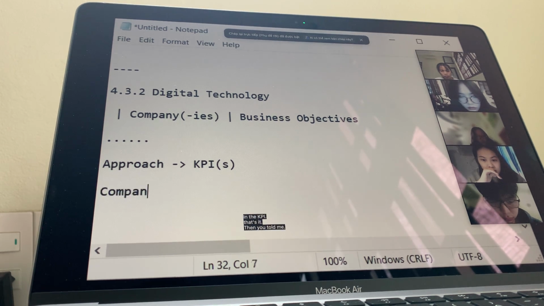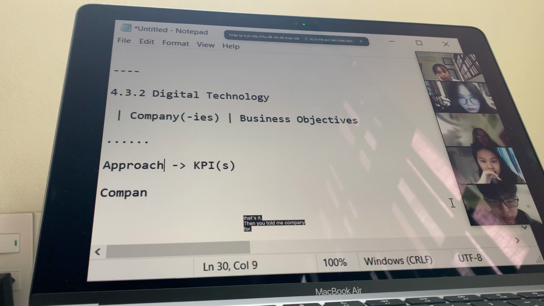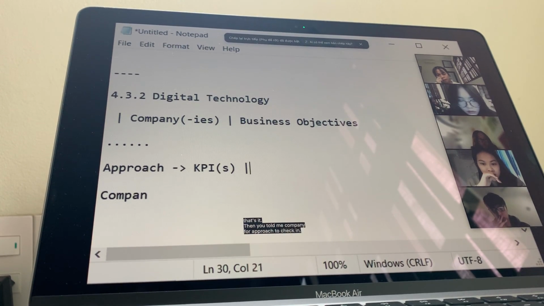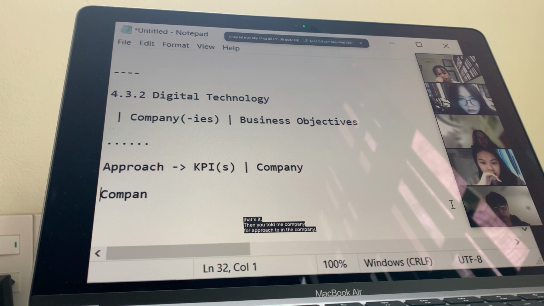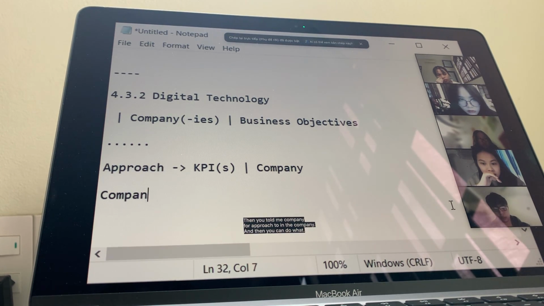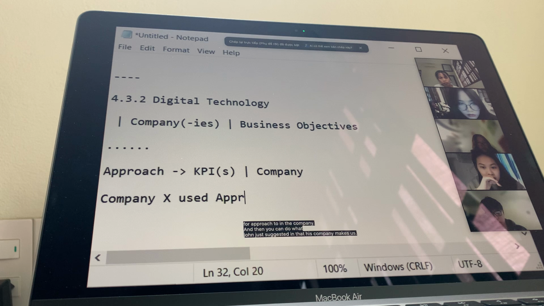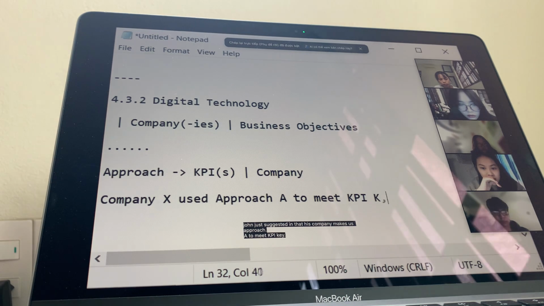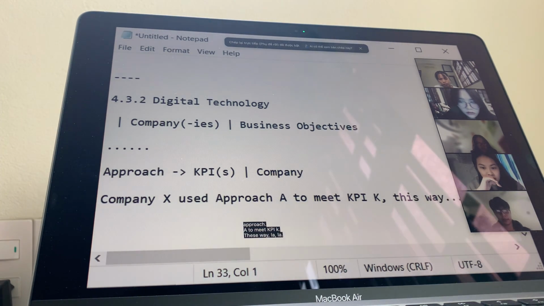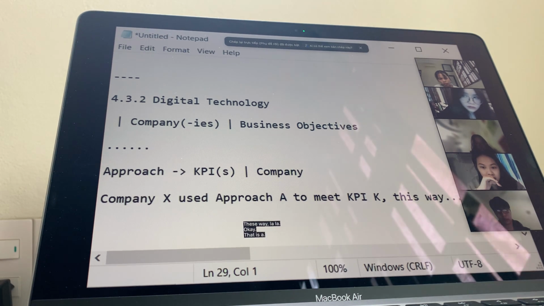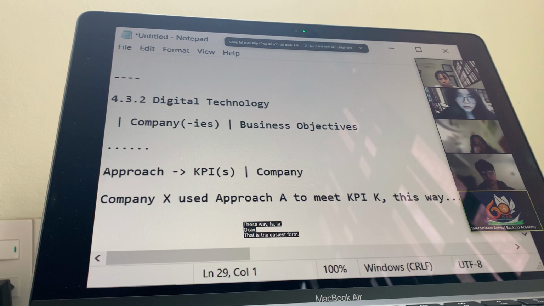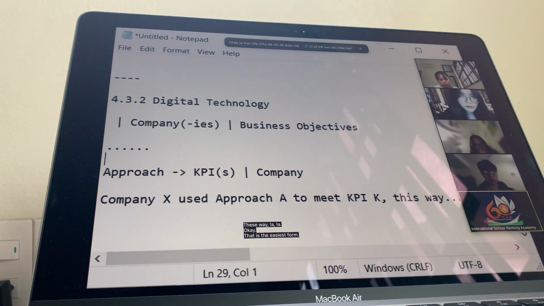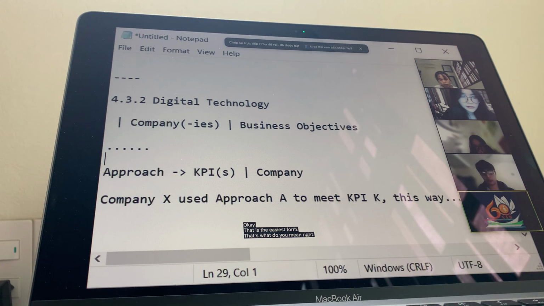Then you tell me the company for the approach, and then the company. And then you can do what Chunan just suggested, and that is: company X used approach A to meet KPI K this way, blah, blah, blah. Okay? That is the easiest form. That's what you mean, right? Or what do you need to know exactly?